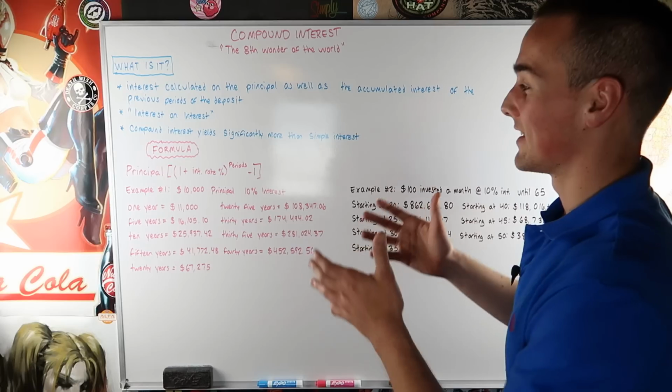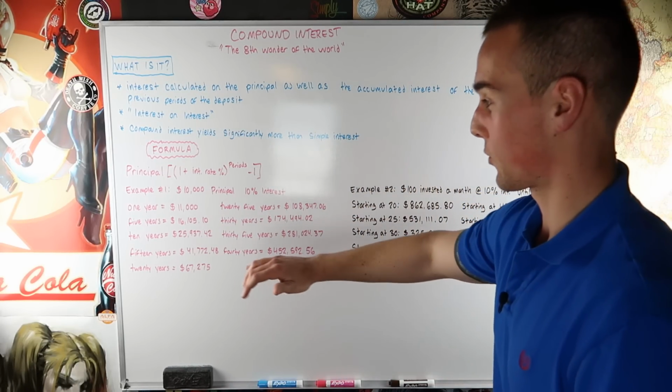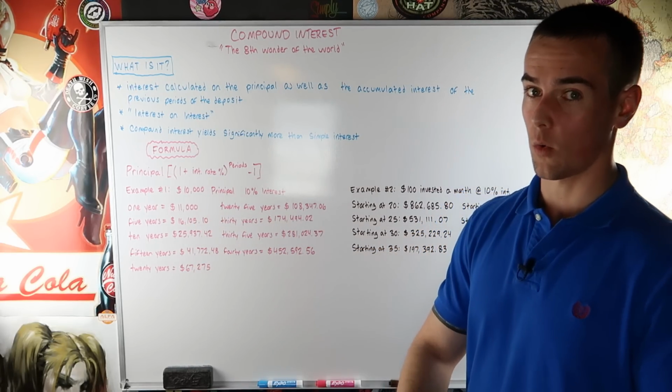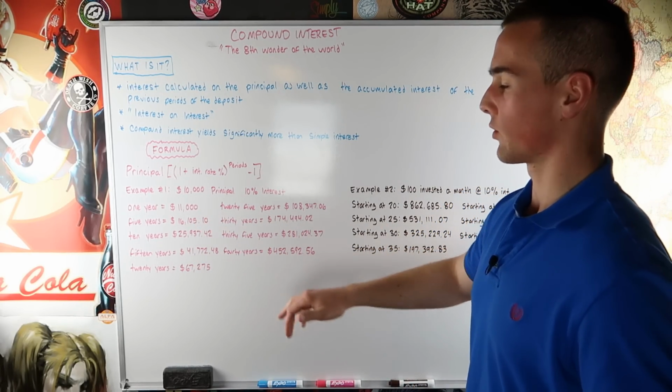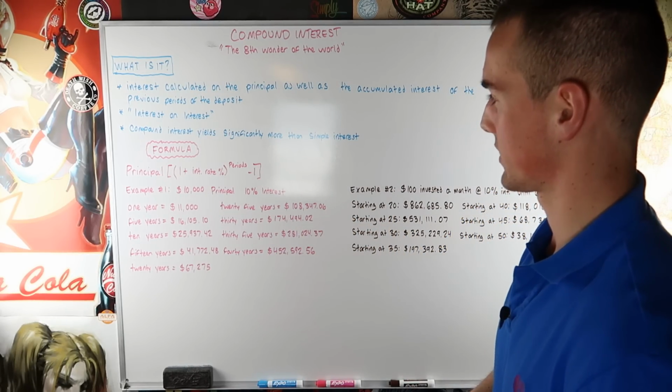As you can see, time is what you need for compound interest. You need to give these things time. At first, the growth is slow. It's there, but it's slow. But when you look at 45 years down the road, it's astronomical, the difference between simple interest versus compound interest.